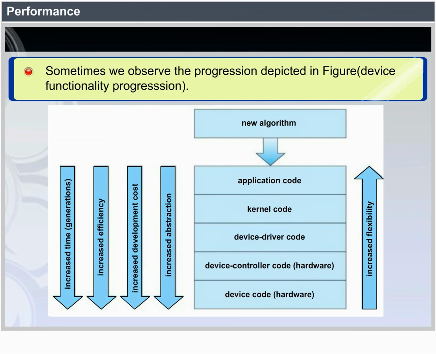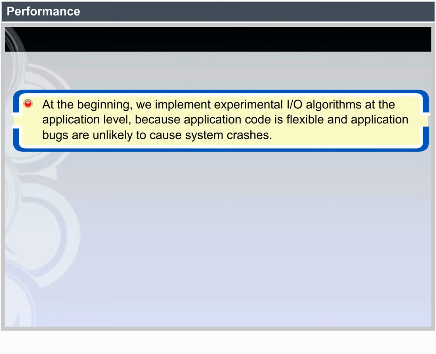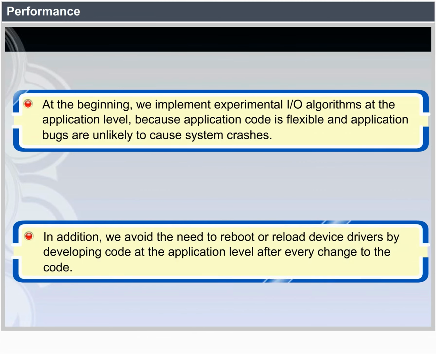Initially, we implement experimental input-output algorithms at the application level because application code is flexible and application bugs are unlikely to cause system crashes. Furthermore, by developing code at the application level, we avoid the need to reboot or reload device drivers after every change to the code.